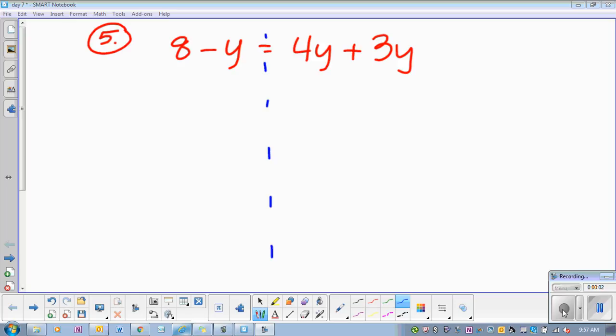Do this. Number 5 on our extra credit. If I look on the right side of the equal sign, I have 4y plus 3y. Are they like terms? Yes. So what is 4y plus 3y? 7y. And this is still equals, right?